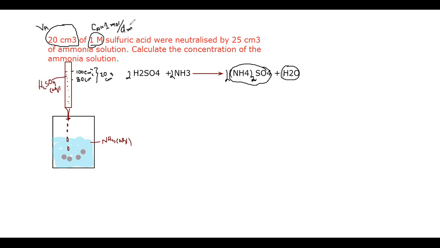Okay. Now the other thing that has been asked here, the 25 cubic centimeter of the ammonia. This is the volume of the base or alkali. Calculate the concentration. Calculate the concentration of what? Calculate the concentration of ammonia. This is called the Cb.